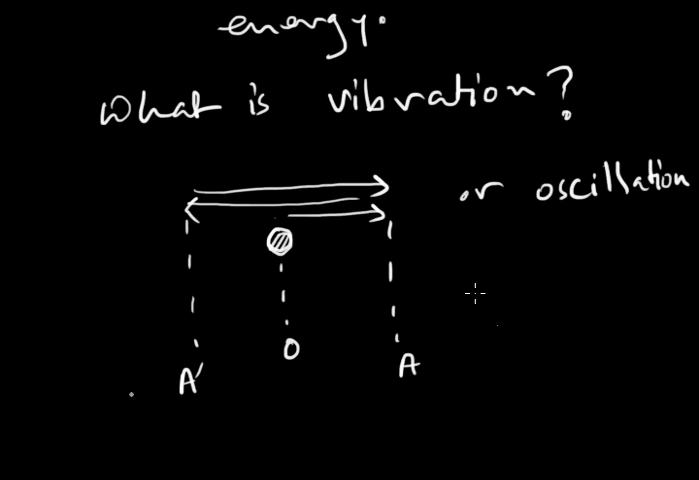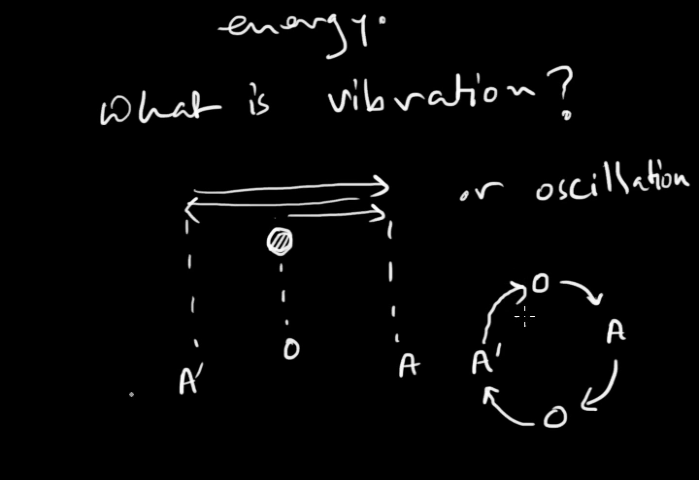Hence, in a cyclic order, it goes from point O to point A, then to O, then to A prime, and then returns to O and completes a cycle and repeats its motion again after a certain amount of time t, and this time is known as the time period of oscillation. So what happens in case of sound sources?